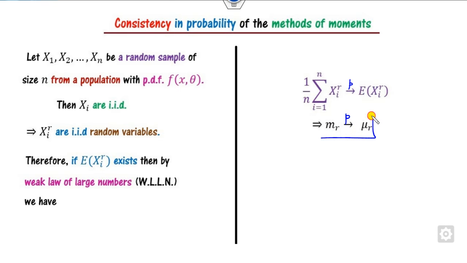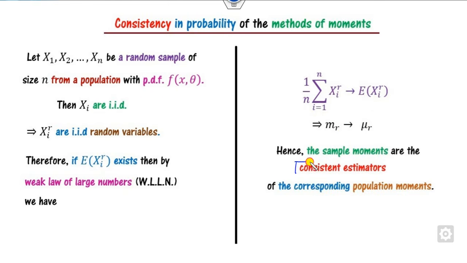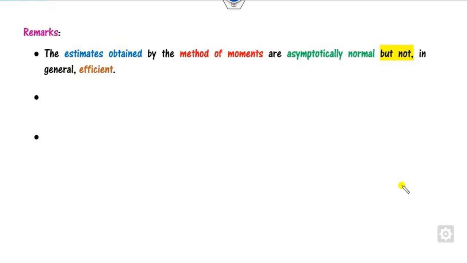So what is the meaning of that? Once this happens, this is the consistent estimator. That is, the sample moments are my consistent estimator of the population moments. Now once it's a consistent estimator, it means you can use the sample moments in place of population moments. But what are the remarks about that? Whatever estimators you have obtained from the method of moments are always asymptotically normal, but they are not efficient.